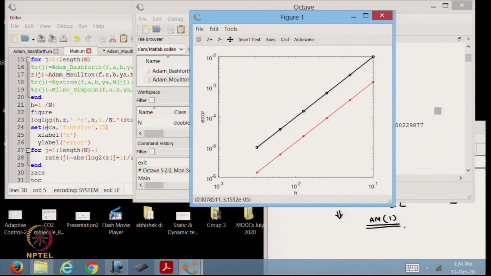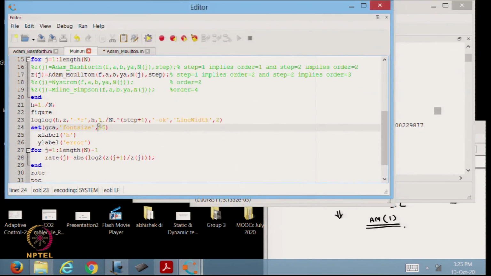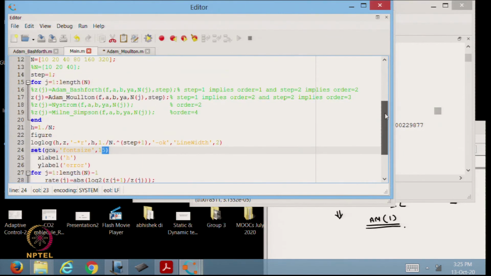We are plotting log h z with the red lines, and then h again, which is basically order of h square. That is why, when I take step equal to 1, in case of Adams-Moulton this corresponds to order equal to 2. So, that is why I am plotting the line order of h square. Both are parallel, it verifies that our method is second order accurate.